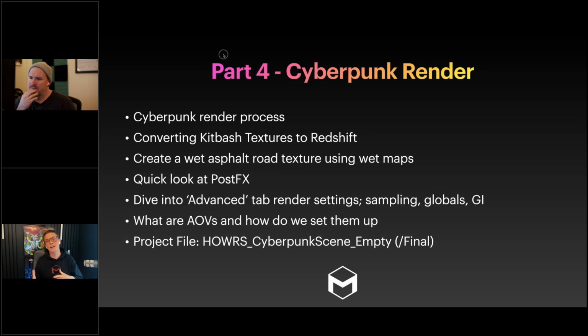We did look at this when we looked at node materials, but Kitbash textures in particular and Substance textures come with some extra texture maps, which we haven't actually looked at. So we're going to look at how we can use those, like a metallic map, which is our metalness. We also have opacity maps and emission maps. So we're going to be messing with some of that stuff as well.